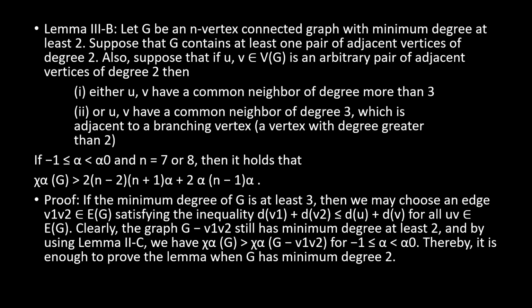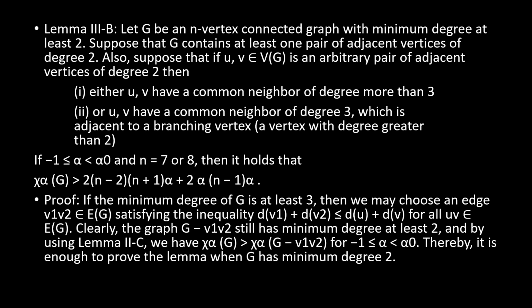If −1 ≤ alpha < alpha naught and n = 7 or 8, then it holds that x_alpha(G) is greater than 2(n−2)(n+1)^alpha + 2^alpha (n−1)^alpha.